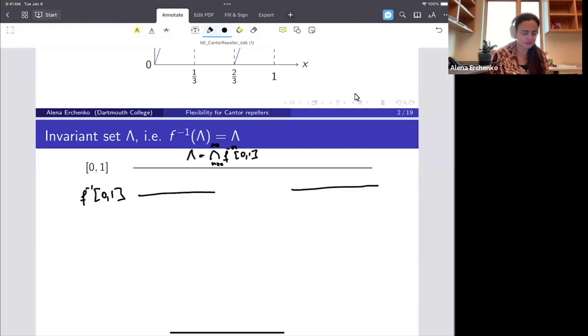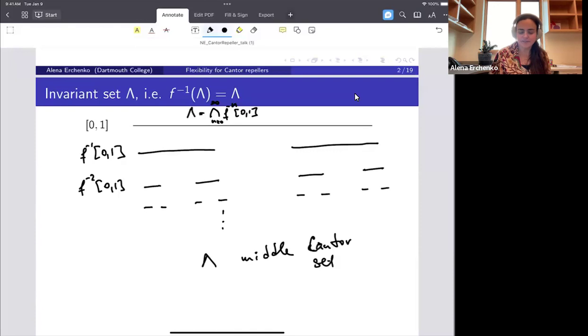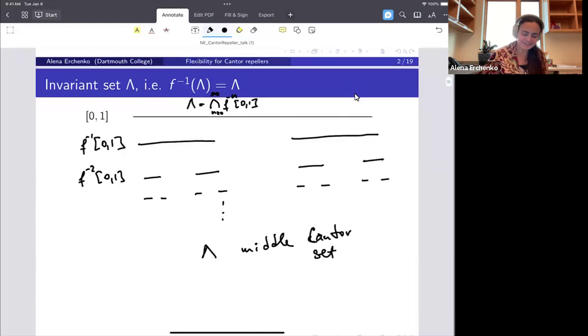Then we continue doing this, and maybe you already know what the answer will be: I get the first and last thirds of each segment, and I can keep doing it. What you probably recognize already is that my Lambda, if I take the whole intersection, would be the middle-thirds Cantor set, right? So I do have a nice invariant set here. Okay, it's a classical example, right?